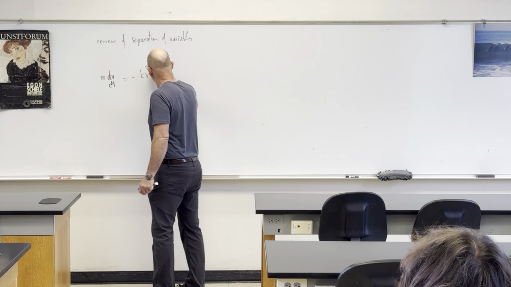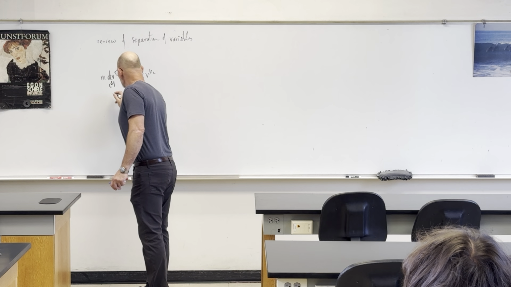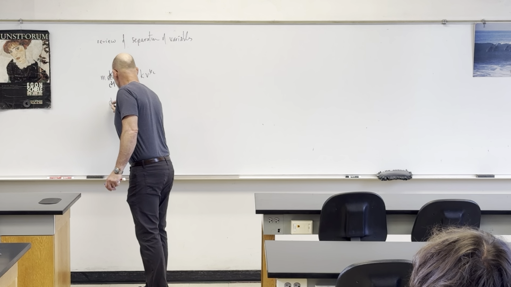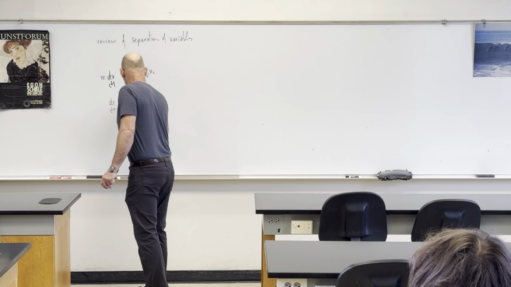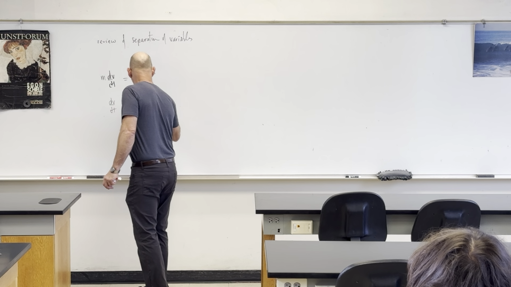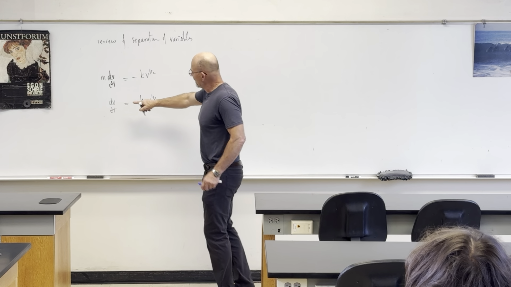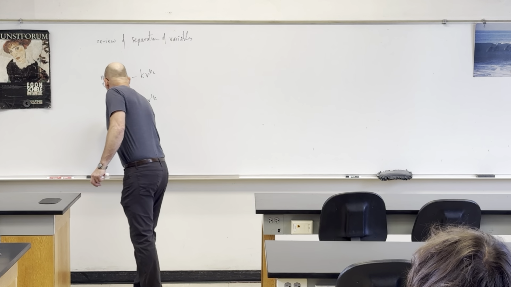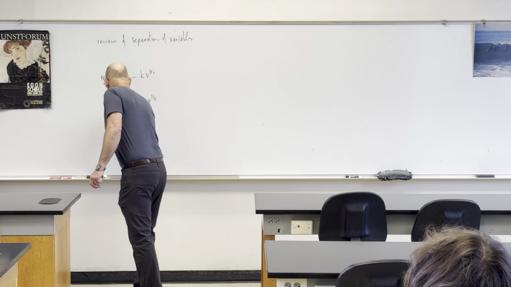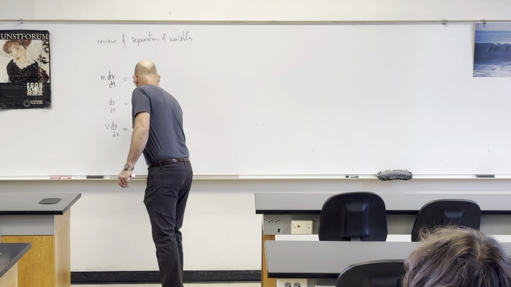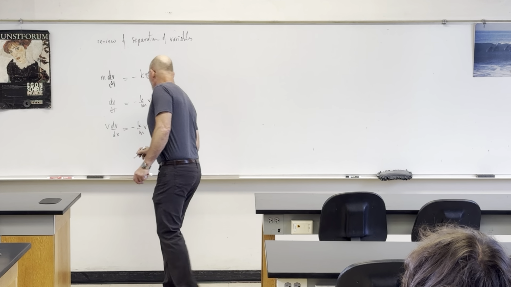So what we had done, I'm going to write this out in two ways. So dv dt equals minus k over m v to the 1/2. And remember, I had used the chain rule to get v times dv dx equals minus k over m v to the 1/2.